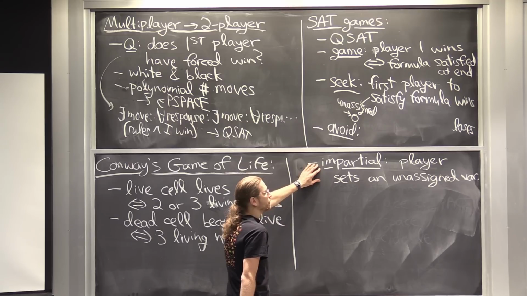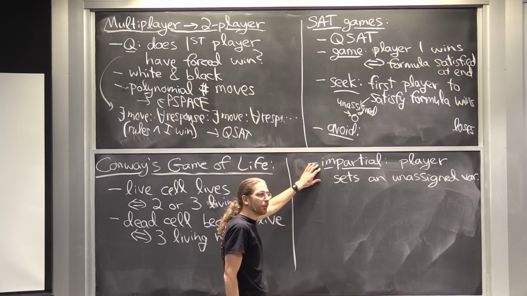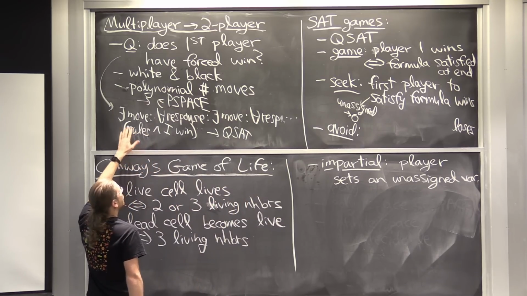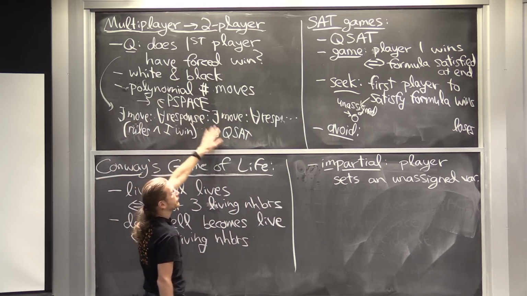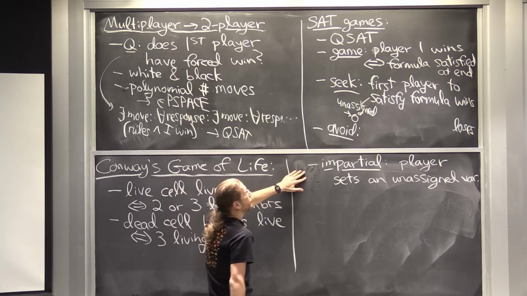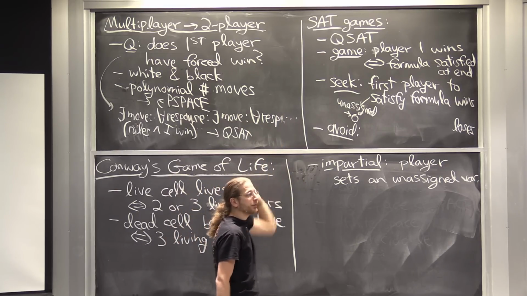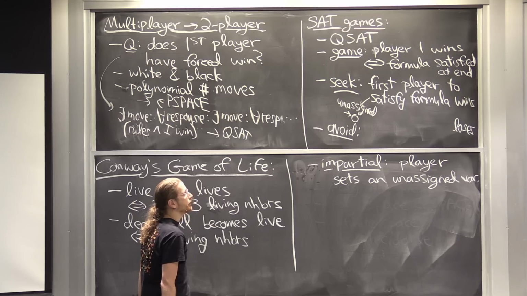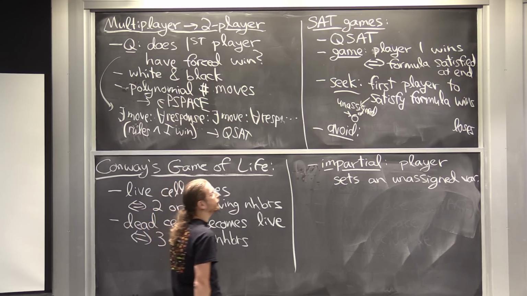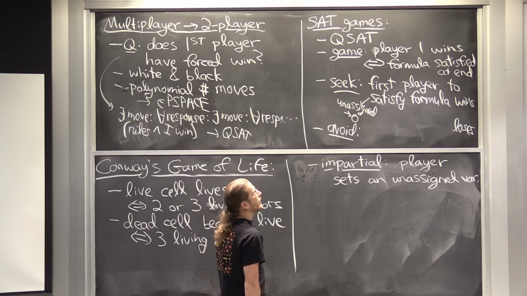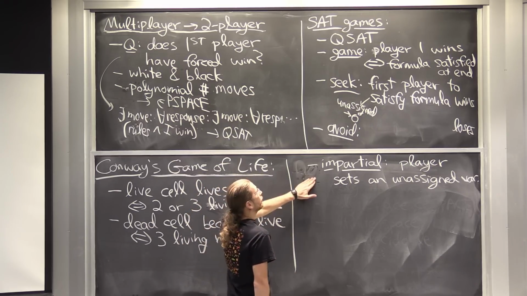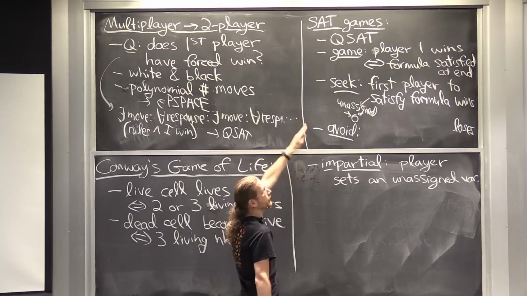In the impartial game, any player can assign any variable that's not yet assigned. Whereas in QSAT, you had a fixed ordering, first x1, then x2, then x3, in the impartial game version of SAT, players take turns setting variables, any one they want that's not yet assigned. And in the end, if the formula is satisfied, player 1 wins. That would be impartial game. But I can also do impartial seek, impartial avoid.